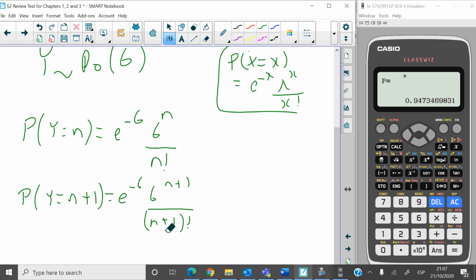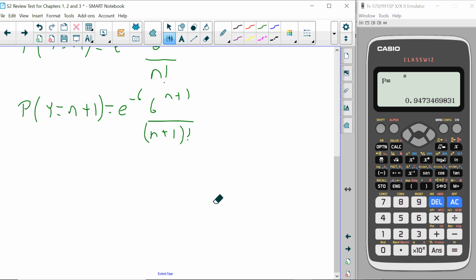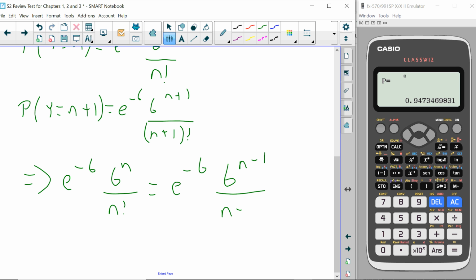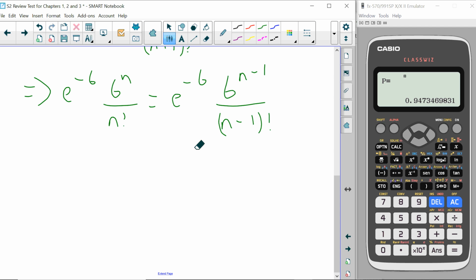Now, the fact they're equal to each other means we're going to have to actually set them equal to each other. So I'm going to have e to the minus 6 times 6 to the power of n over n factorial is the same as e to the minus 6 multiplied by 6 to the n plus 1 over n plus 1 factorial. Okay, things I can do straight away here. Things I can cancel. I can cancel my e to the minus 6 from both sides. That can go, because they're the same, it's a constant. So what I'm actually left with now is 6 to the n over n factorial is equal to 6 to the n plus 1 over n plus 1 factorial.